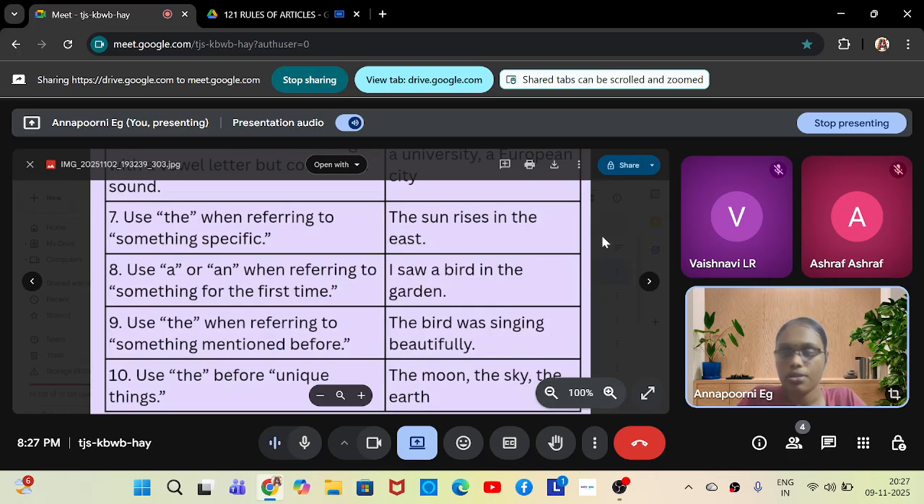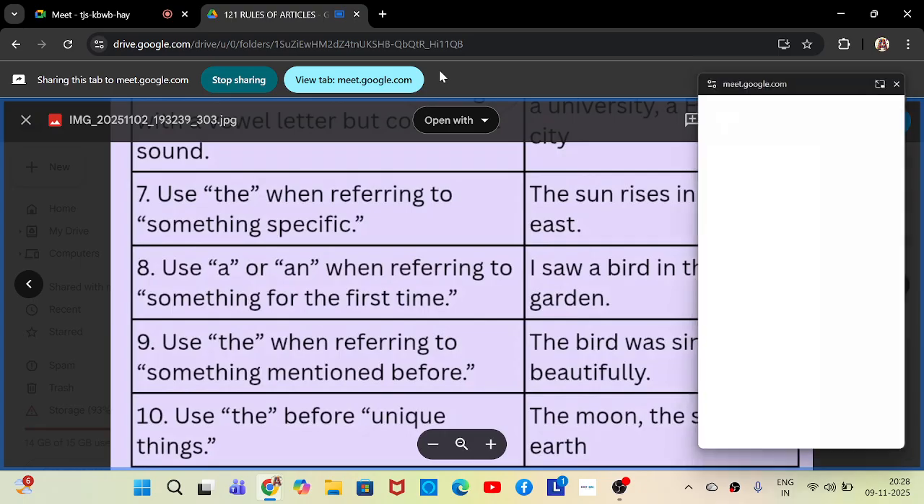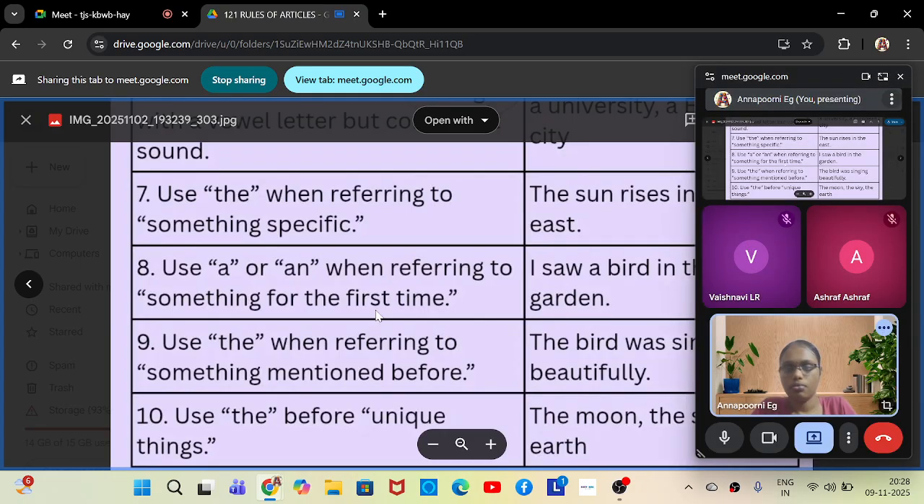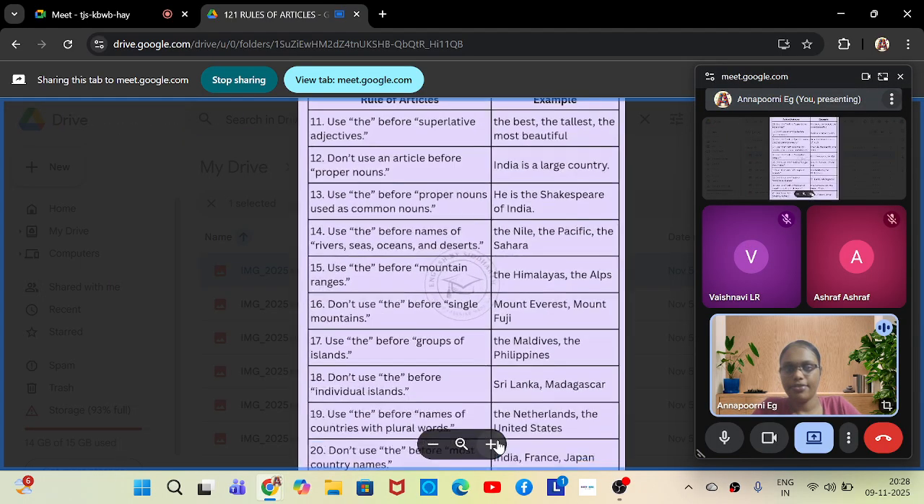Okay, now coming to the last use. Use the before unique things. Unique means something that will be only one in the world. There will be only one sun, only one moon, only one Milky Way galaxy. Then there is only one Eiffel Tower, one Taj Mahal, right? For example, you can say the moon, the sky, the earth, etc. Okay. Now, moving to the 11th use.